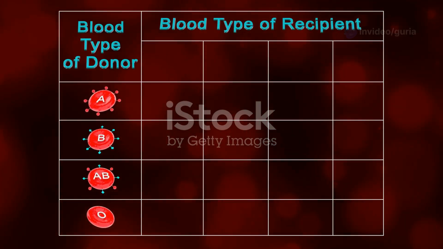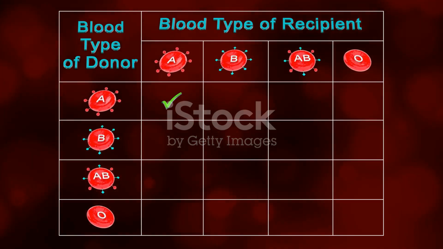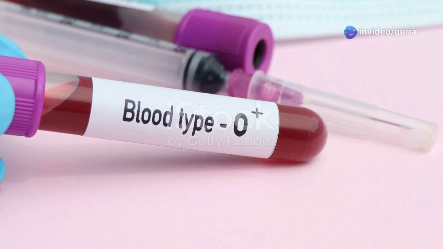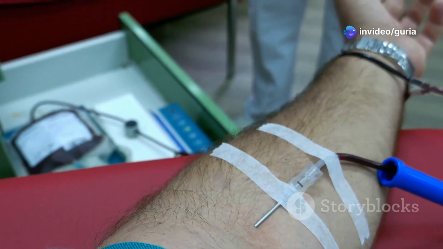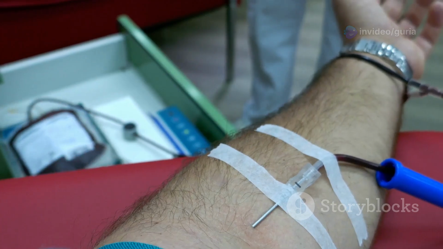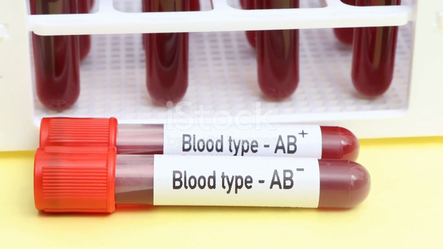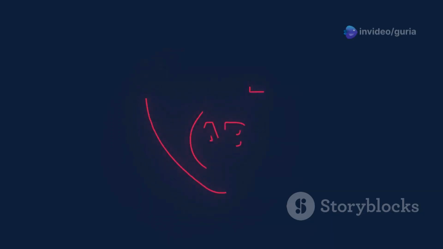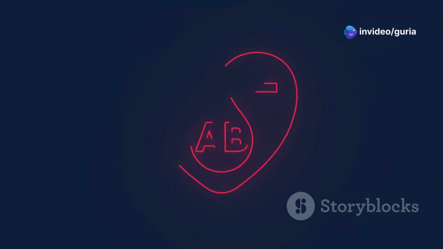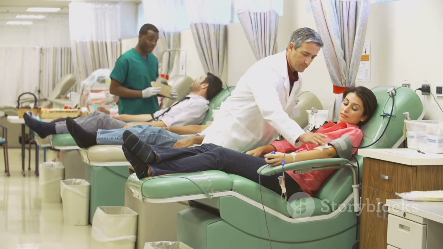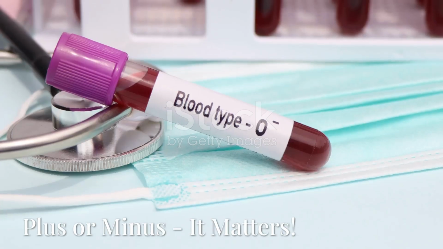Now, for some special blood types, the universal donor and the universal recipient. Remember type O blood? It has no A or B antigens on its red blood cells. This makes it the universal donor because it can be given to people with any ABO blood type without triggering an immune response. On the flip side, we have type AB blood, the universal recipient. Because it has both A and B antigens, it can safely receive blood from any ABO type without having antibodies that would attack the donated blood. Isn't it amazing how our blood types determine who we can share this life-saving fluid with?